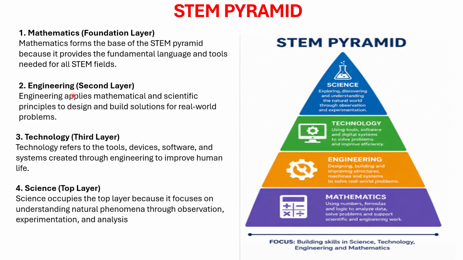The second layer is the engineering layer. Engineering means applying mathematical and scientific principles to design and build a solution for a real world problem. The key functions of the engineering layer are designing systems and products, developing prototypes, and testing and optimization of problem solving through design. For example, mechanical engineering, electrical engineering, civil, aerospace engineering. These engineers should know how to apply mathematical and scientific principles for solving real world problems.